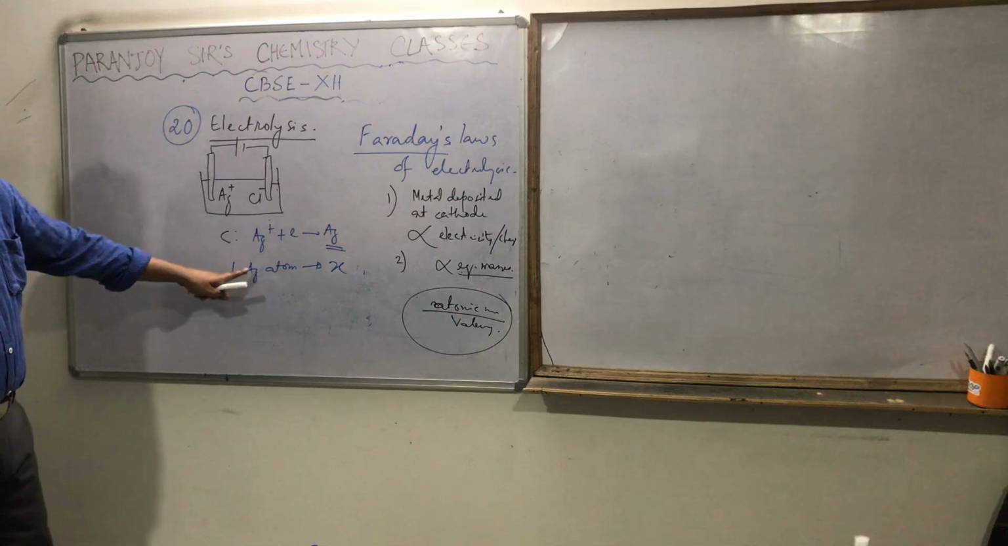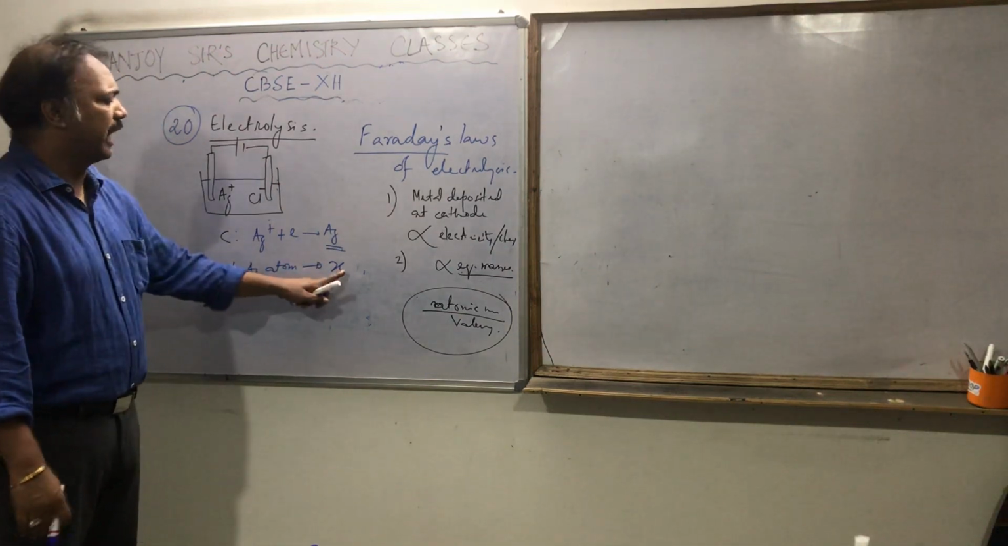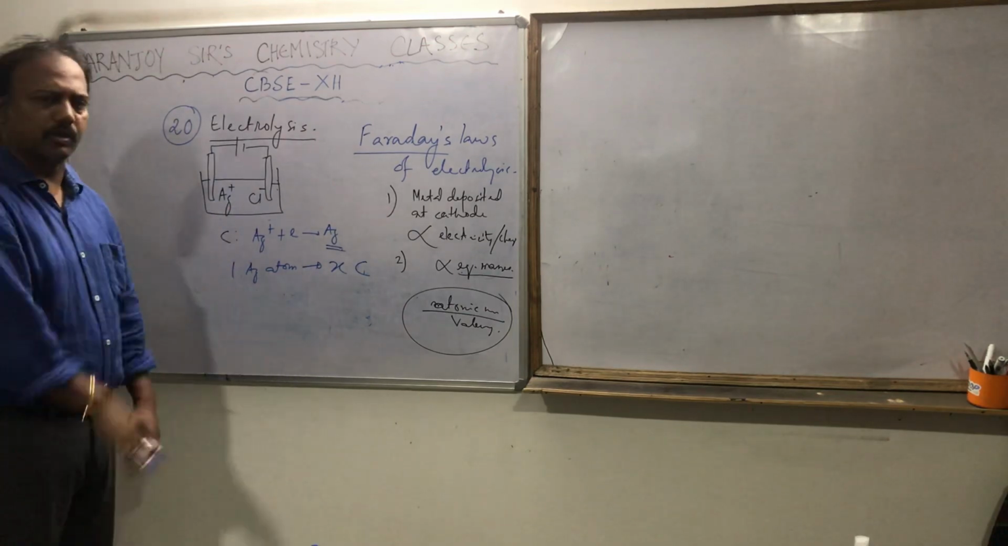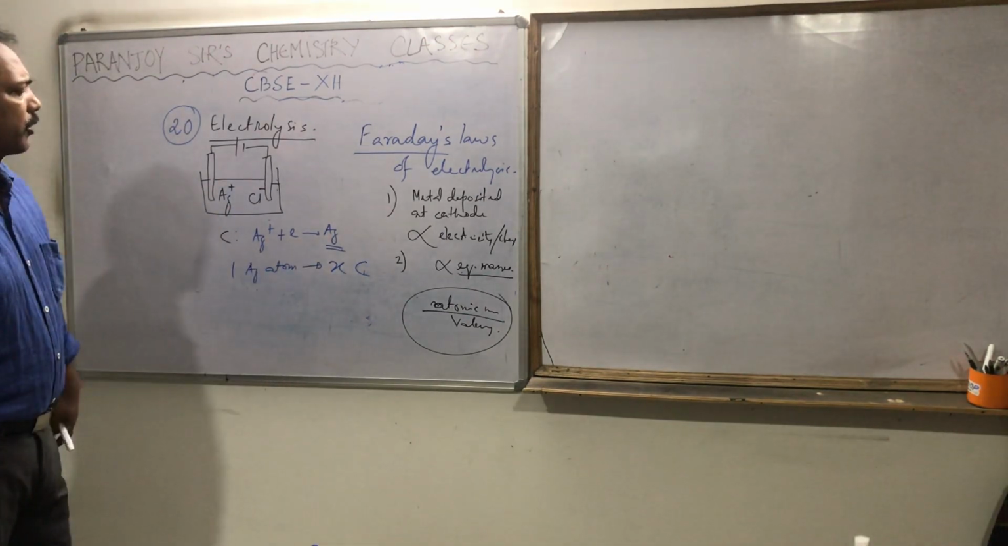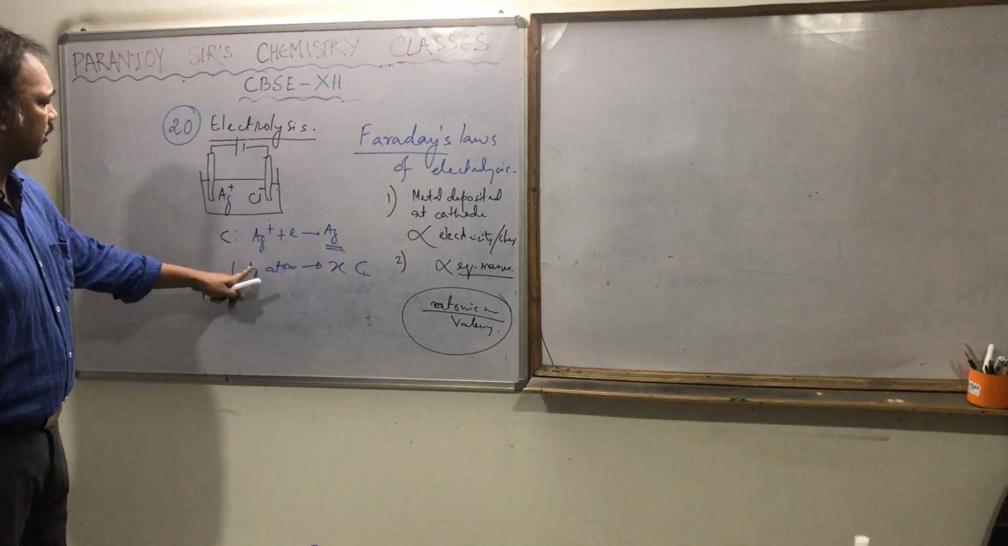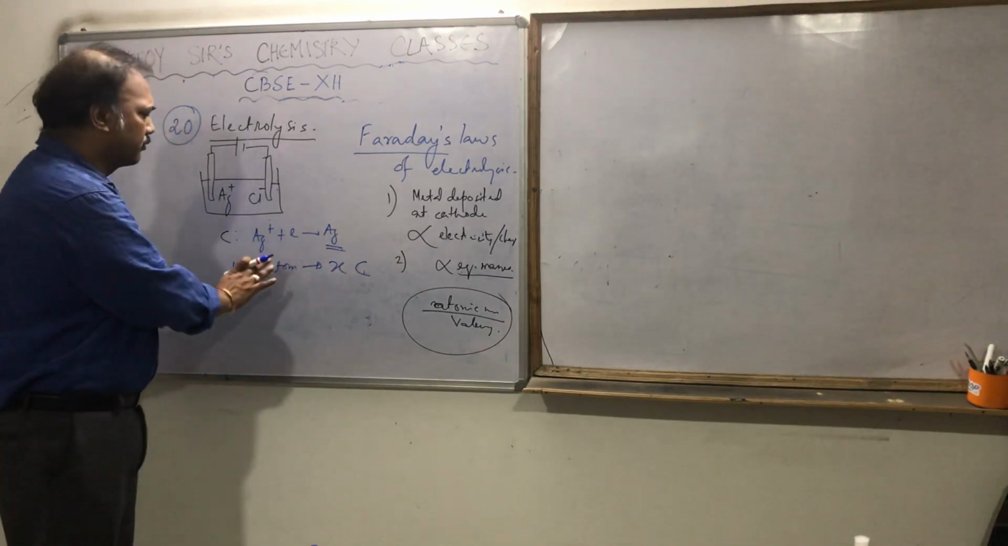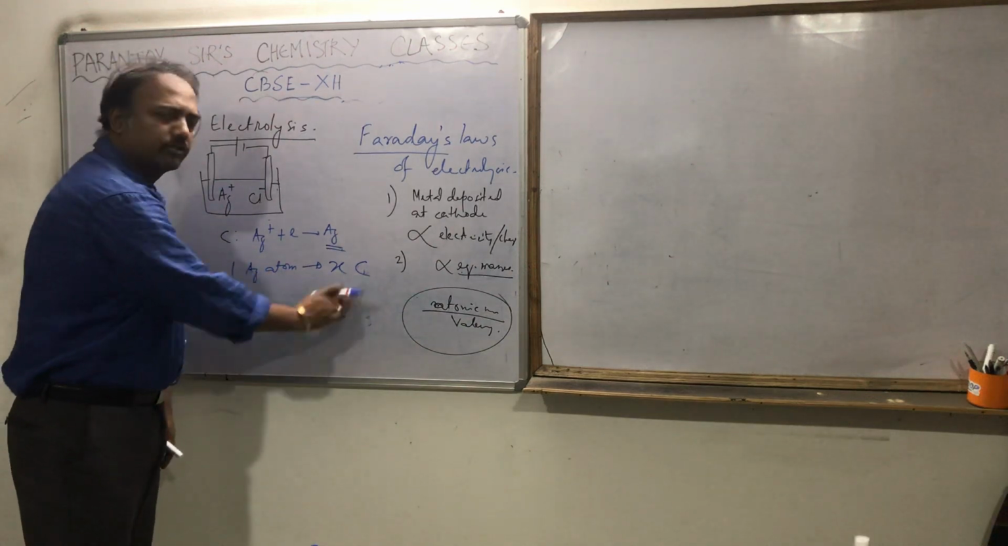One atom of silver requires X coulomb of charge. Whatever is the charge of the electron, you will do it. That will be your mark only. One silver atom requires X coulomb of charge. To deposit one silver atom, we need X coulomb of charge.